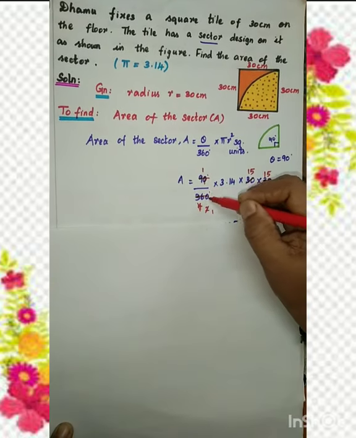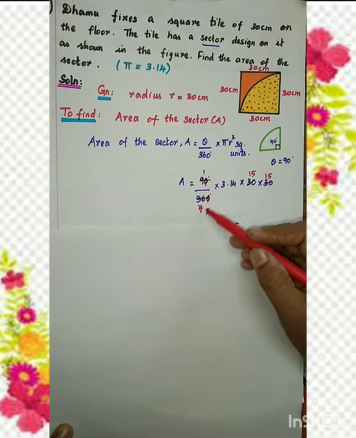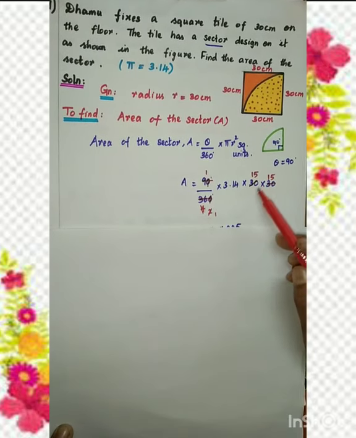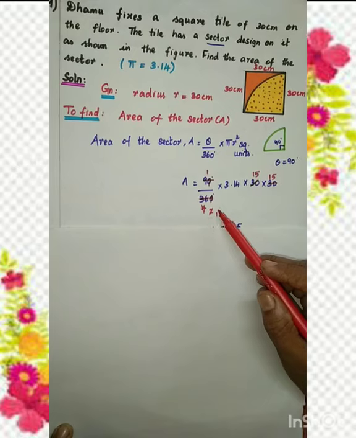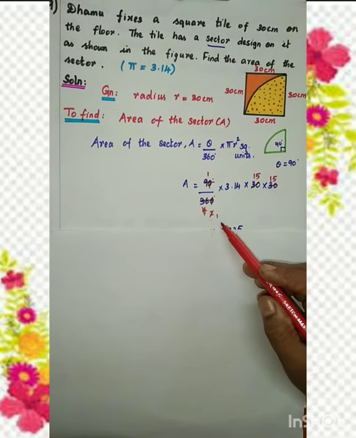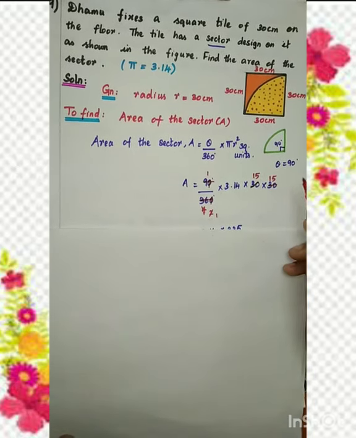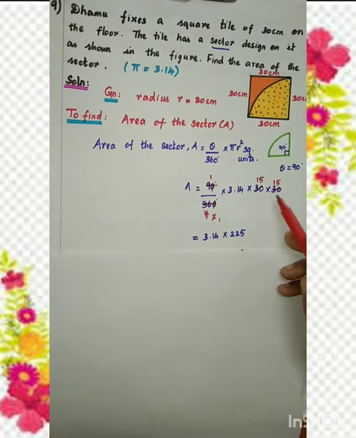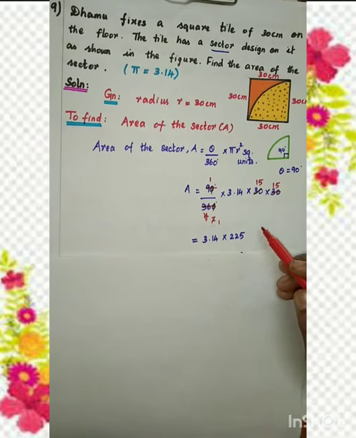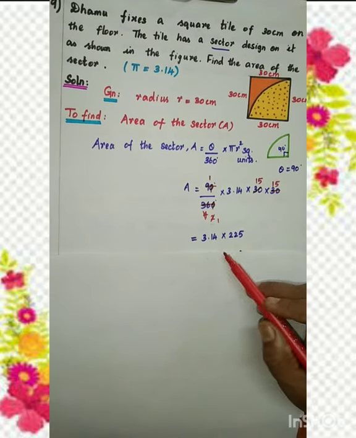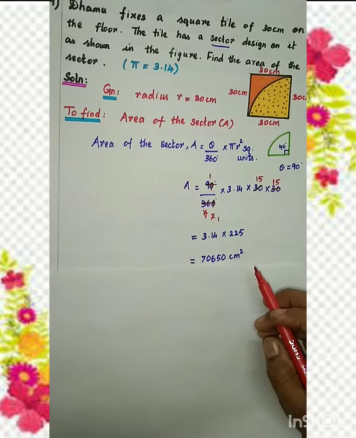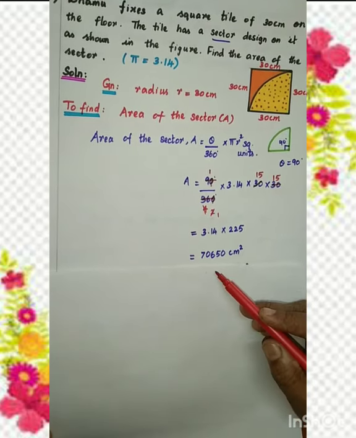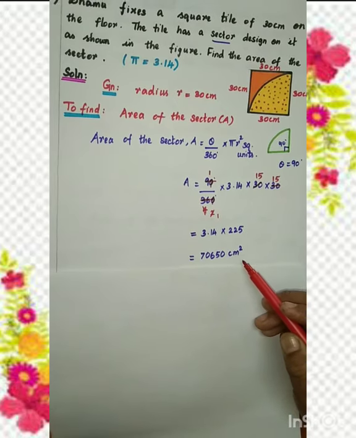So first we can cancel the zeros. Then 9 ones are 9, 9 fours are 36. Then again cancel with the 2 table. 2 twos are 4 and 2 15s are 30. Again cancel with the 2 table. 2 ones are 2 and 2 15s are 30. Then the numerator 3.14 into 15 into 15 is 225. When you are multiplying 314 into 225, it is 70650 centimeters square.